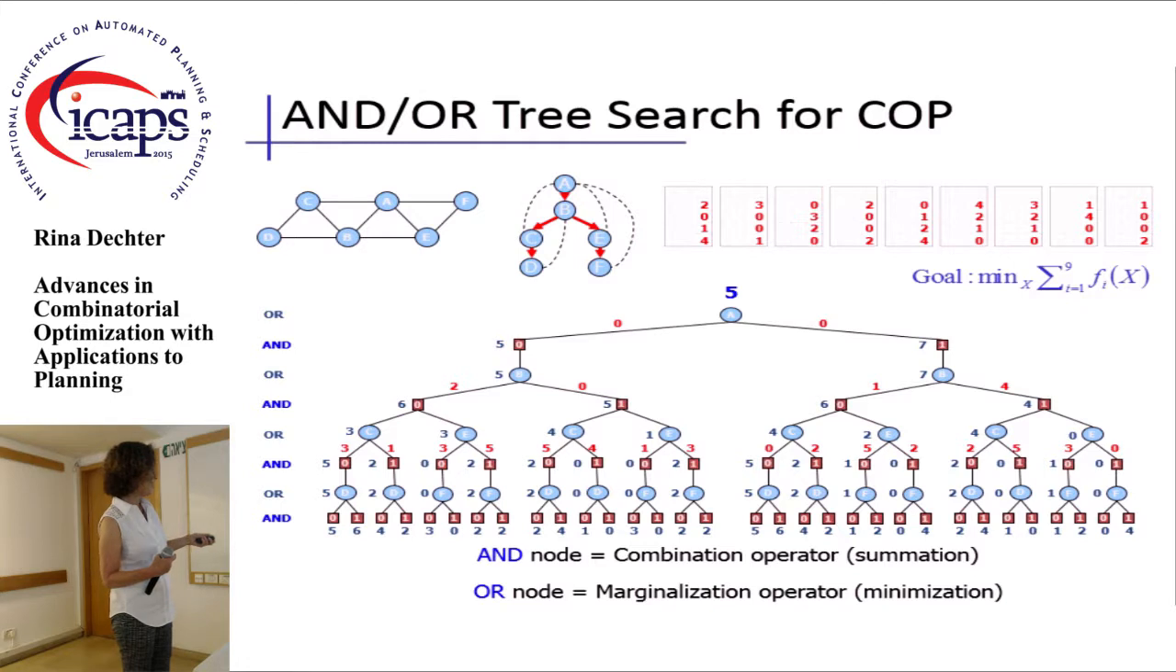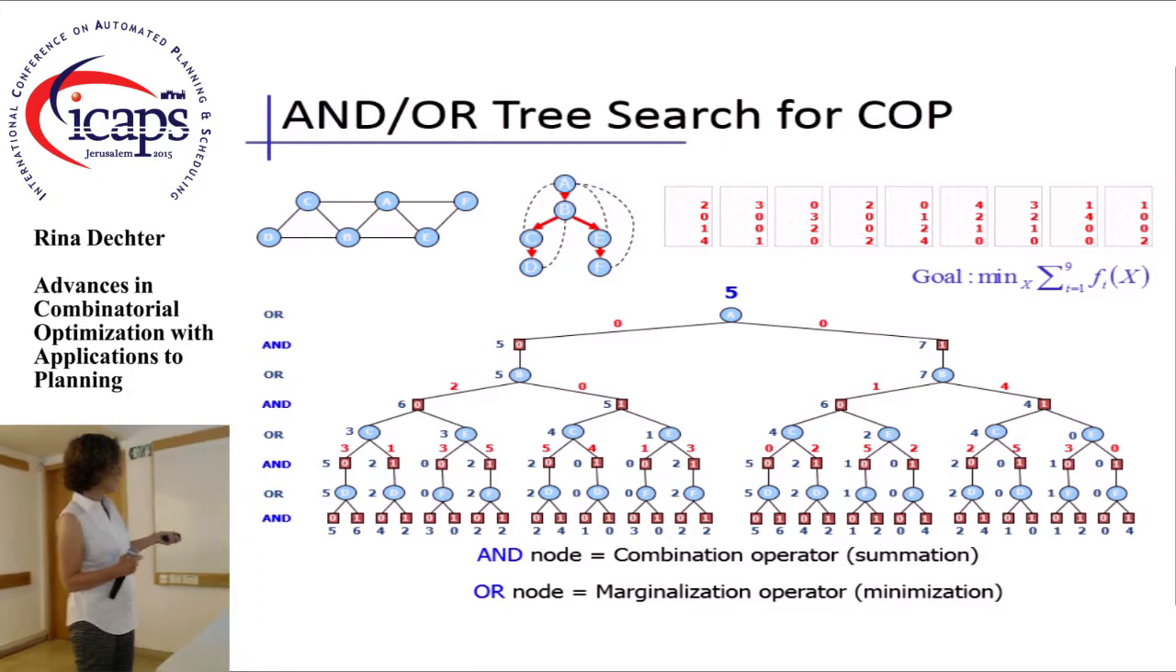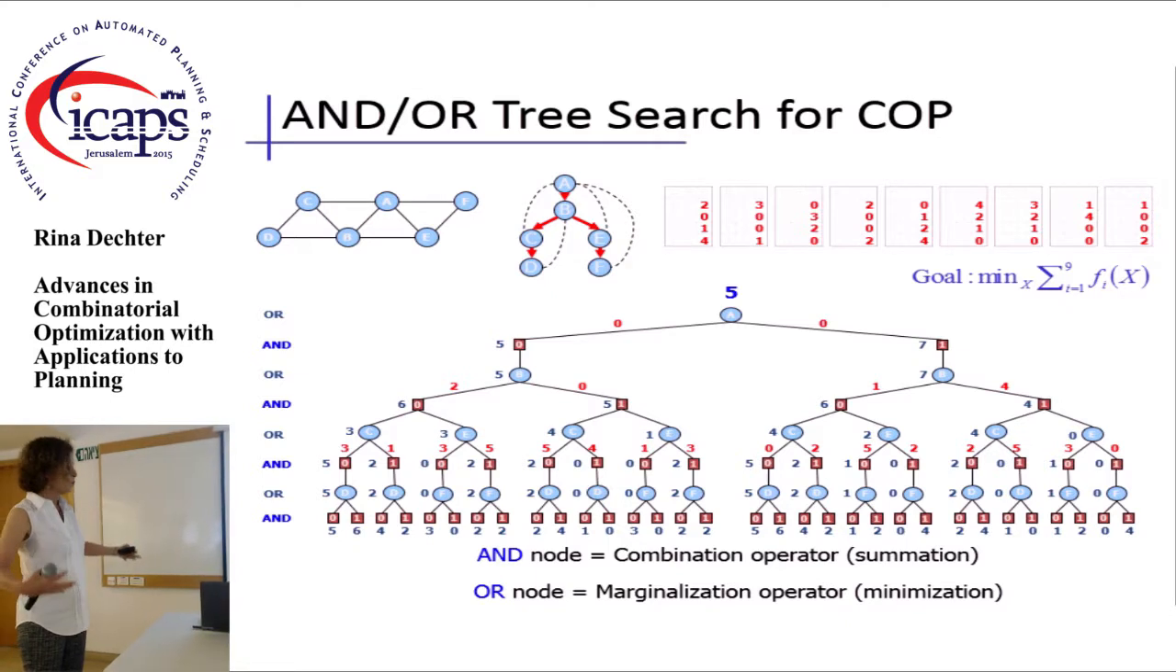So here, for instance, below this assignment, the minimal cost is C. Below this assignment, the minimal cost is 5. But I have to take C plus 2. This will be the cost coming from this child. Here it will be 5 plus 0, which is 5, the cost coming from this child. And here I will do the minimization, it will be 5, and so on. So we can define recursively how you compute the value of each node based on the values of the child nodes, and it will be different for AND nodes and for OR nodes because of what they mean.